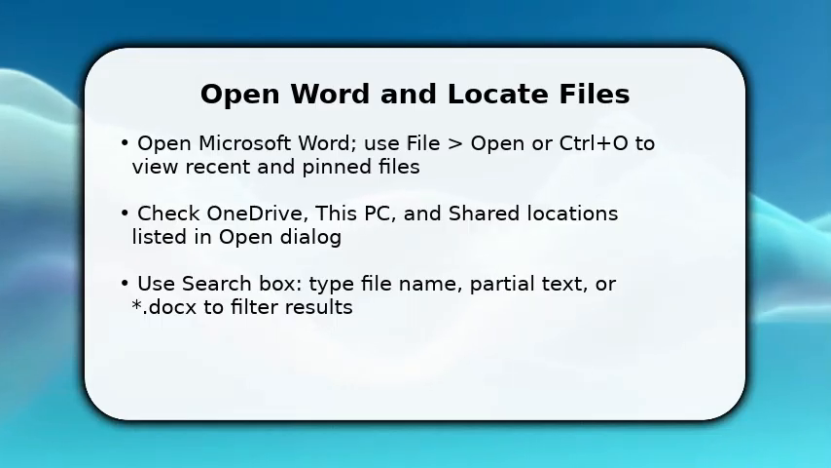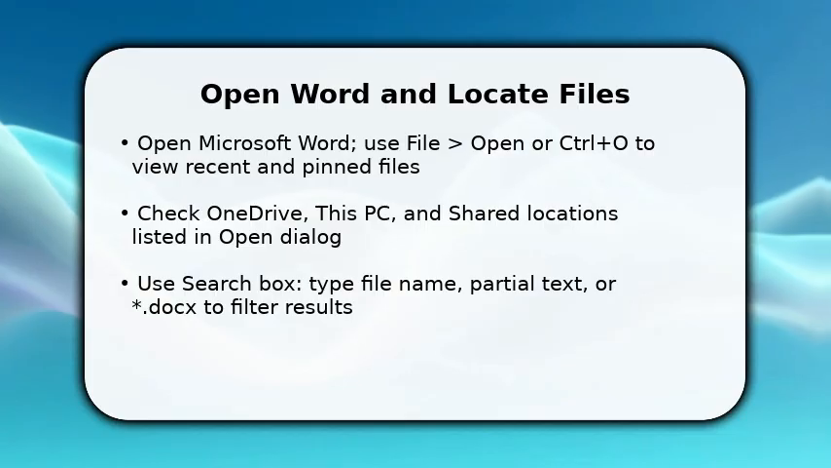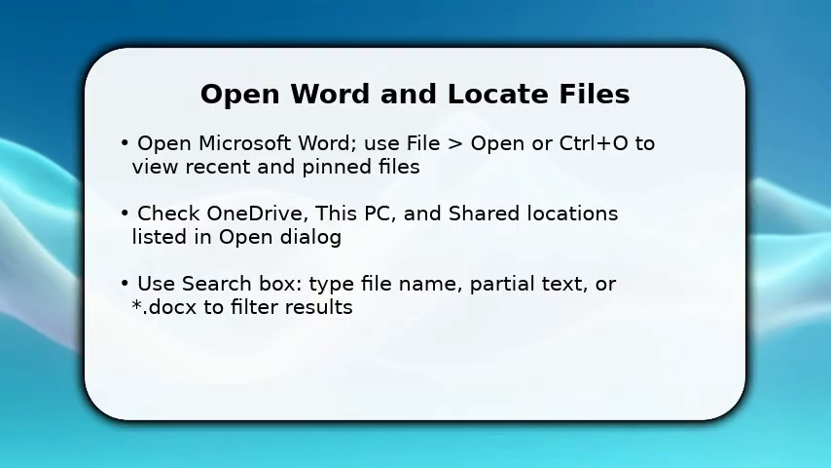You start by opening Word and going straight to File Open. This puts you in the app's file view. Once there, check Recent and Pinned Items, then select OneDrive or This PC depending on where you saved it.